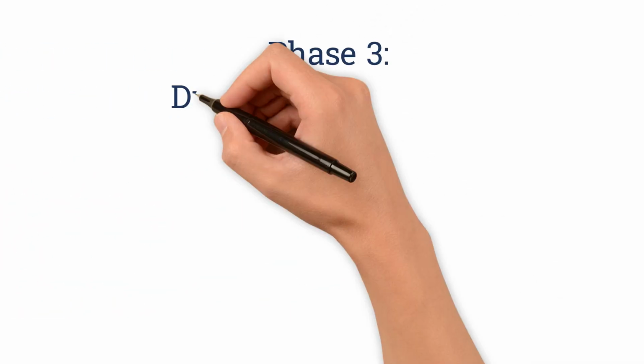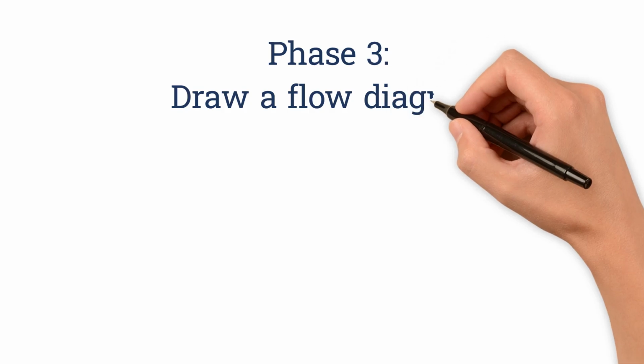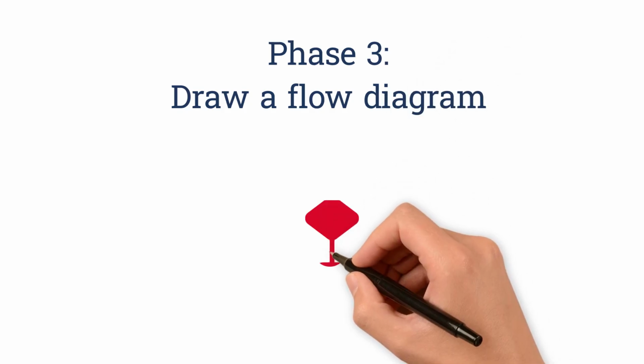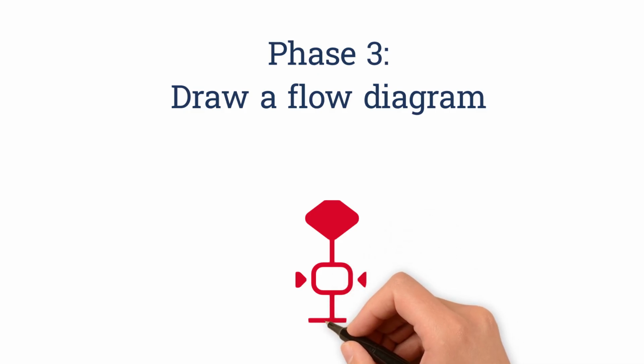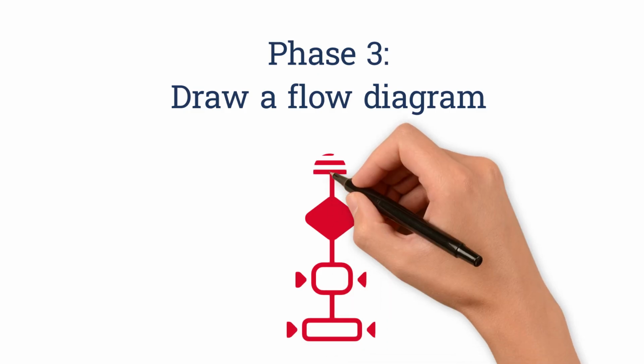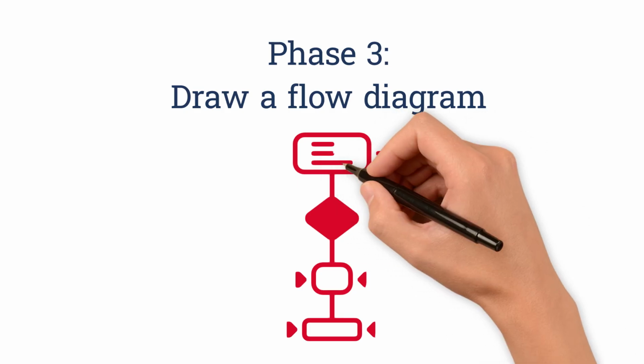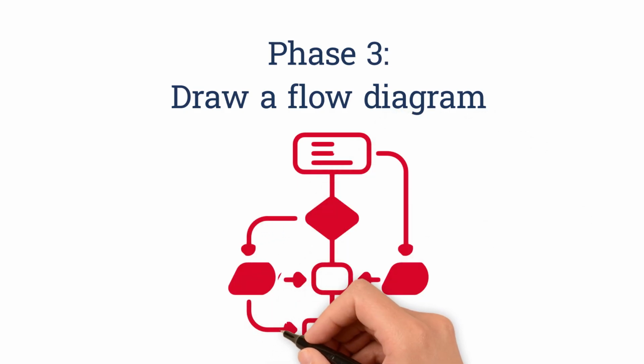In Phase 3, reviewers should draw a flow diagram for the study. This shows how participants move through the study, from eligibility to receiving the index test and reference standard to inclusion in the analysis. Flow diagrams help identify missing data, exclusions, and potential sources of bias.